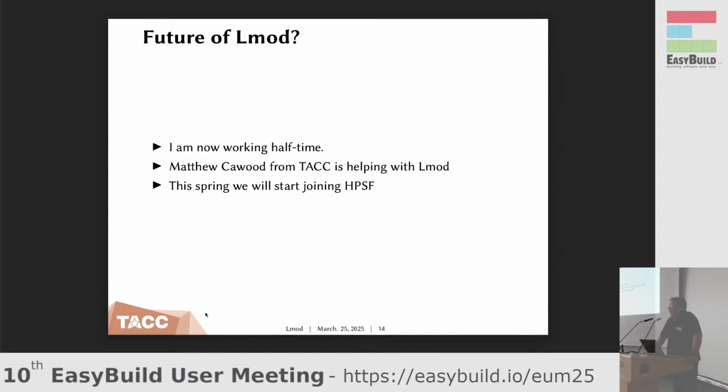So I'm now working half-time. Matthew Kaywood from TACC is helping me with Lmod. And this spring, we're looking to join the High Performance Software Foundation, and try and make Lmod more public. But I am going to be looking for people who are going to help work on Lmod.